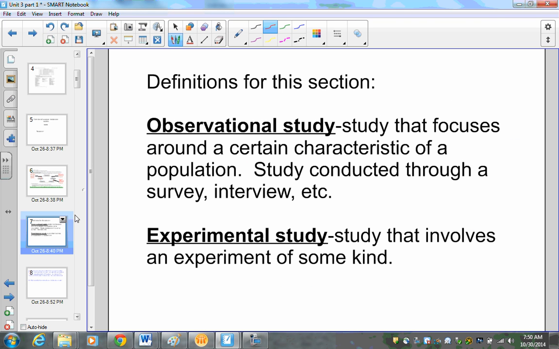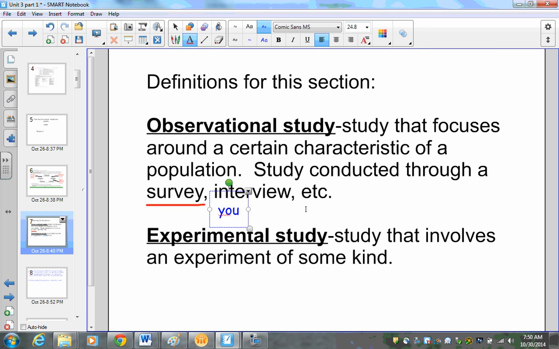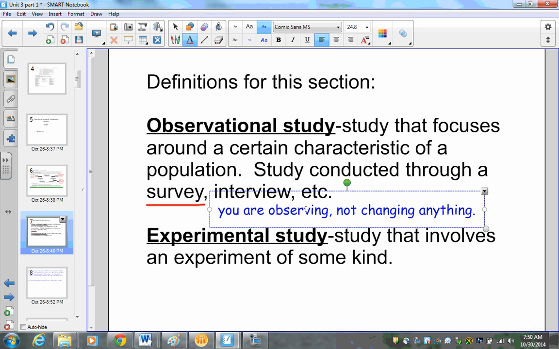All right, moving on. Observational study, a study that focuses on certain characteristics of a population. Experimental study, a study that involves an experiment. Now, the thing I want to pay attention to with an observational study is that it's a study conducted through a survey. In other words, let me just type this in. In other words, you are observing, not changing anything. Okay, pretty simple.